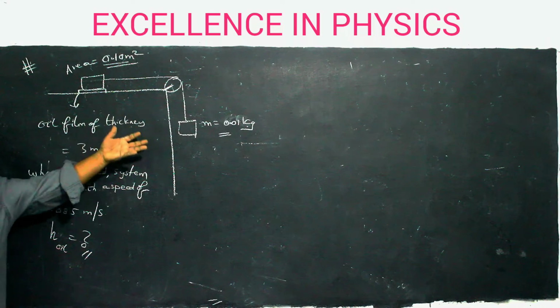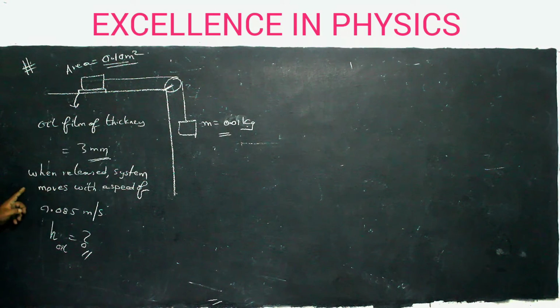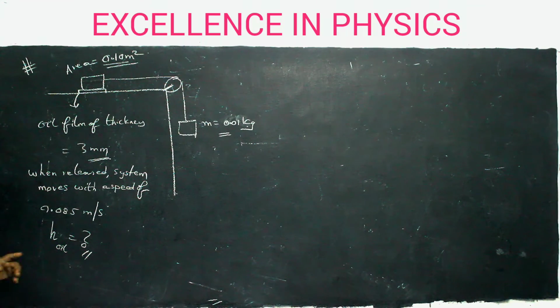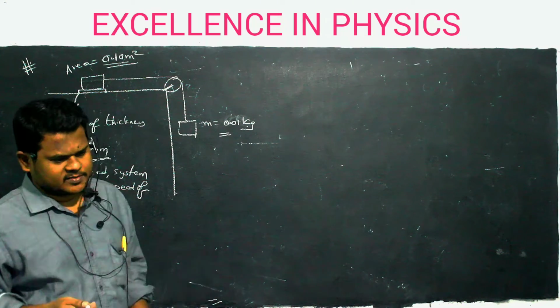So if I release this system, then this system is traveling with a constant speed of 0.085 meters per second. Then what is the coefficient of viscosity of this oil? That is the question. Eta value I am supposed to find out. Okay. Think how you can do this one.